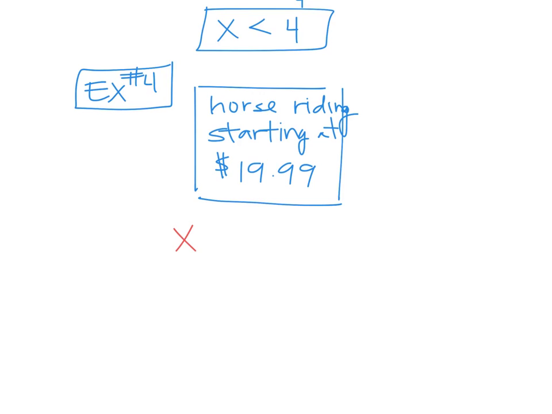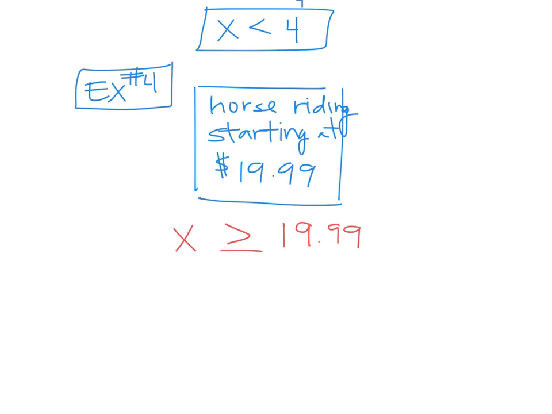What's your number? $19.99, okay? So $19.99 is the number we're working with. It could be equal to, but it says it's starting at $19.99, so it's not just $19.99. Is that greater than or equal to or less than or equal to? If it's starting at $19.99, it could be $29.99, could be $39.99, right? So X is greater than or equal to $19.99.